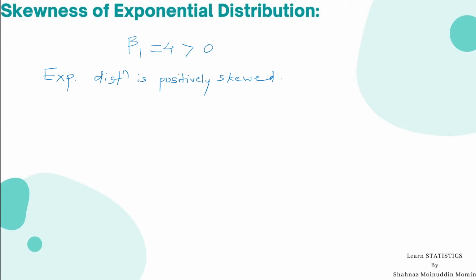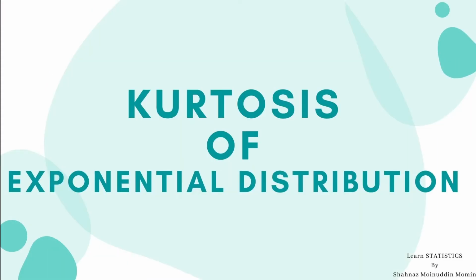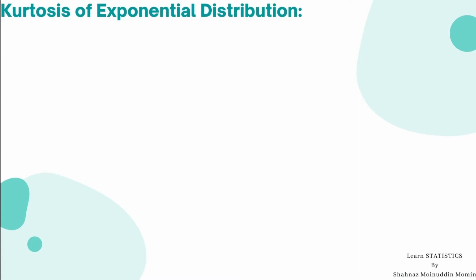Now we shall come to the next point, kurtosis of exponential distribution. So let us start with the definition of kurtosis. If x follows exponential distribution with parameter theta, then kurtosis is defined as beta 2 is equal to mu 4 divided by mu 2 square. Kurtosis is abbreviated by the letter beta 2 and is given by mu 4 divided by mu 2 square.